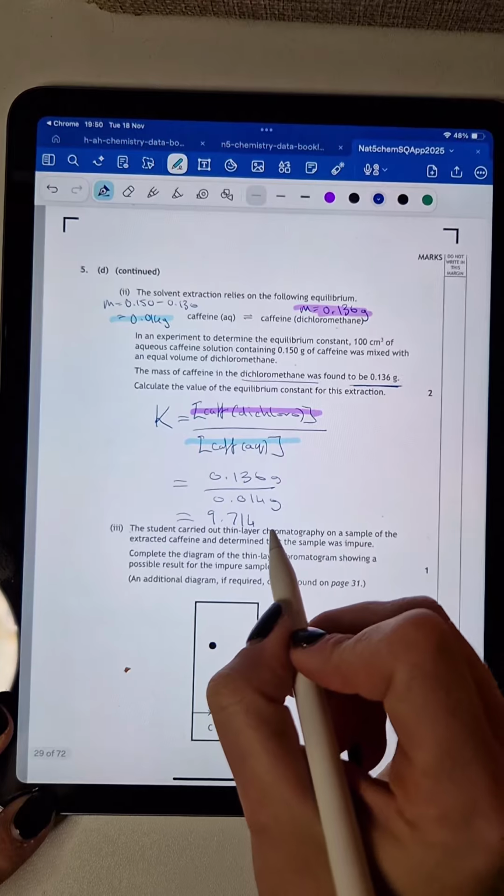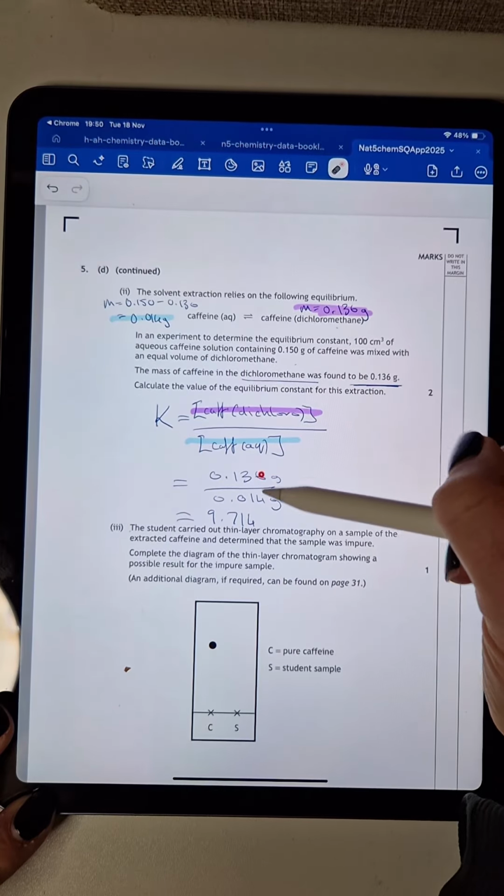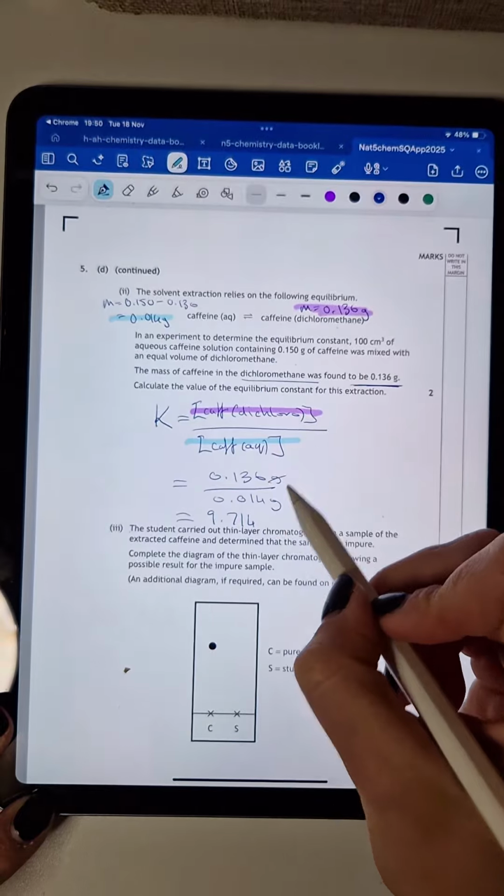And don't forget, equilibrium constants never have units, because as you can see here in the division, both of those grams would cancel out with each other.